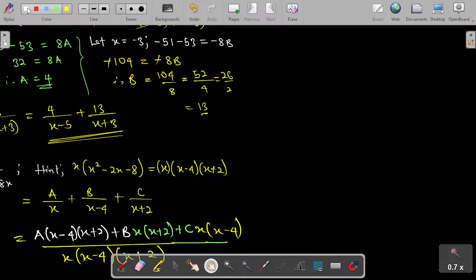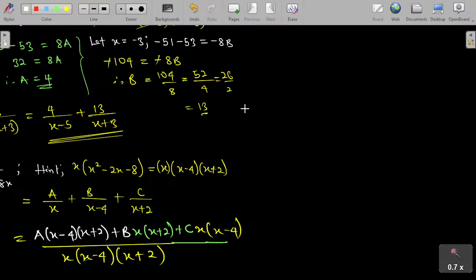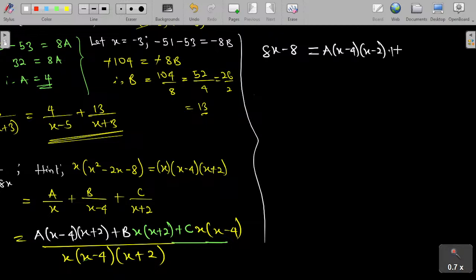Let me show you here. Okay, and what is that? You were now told that your left hand side, which is 8x minus 8, is equal to a, which is the numerator of this. Of course, you got that by cancelling the equal denominators. So you just get a into x minus 4, then x plus 2, plus b into x, and then x plus 2. Sorry, it's not minus 2, it's plus 2 here.